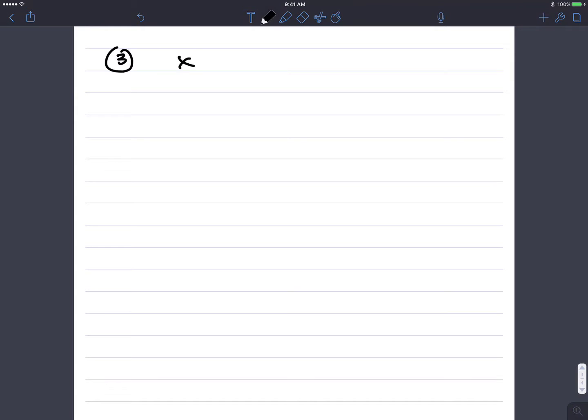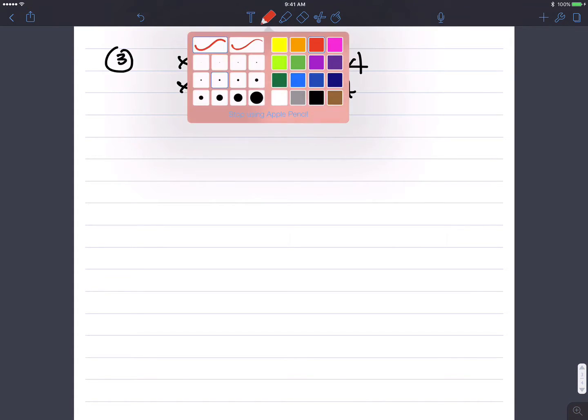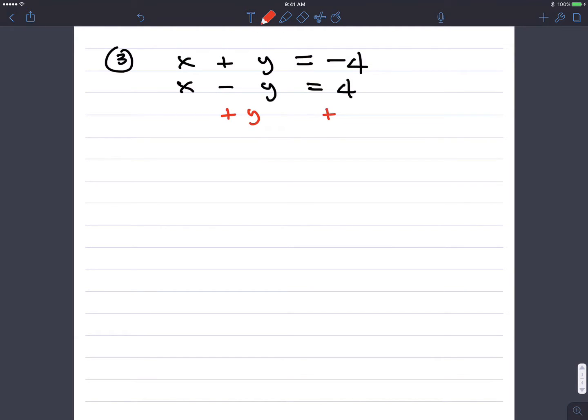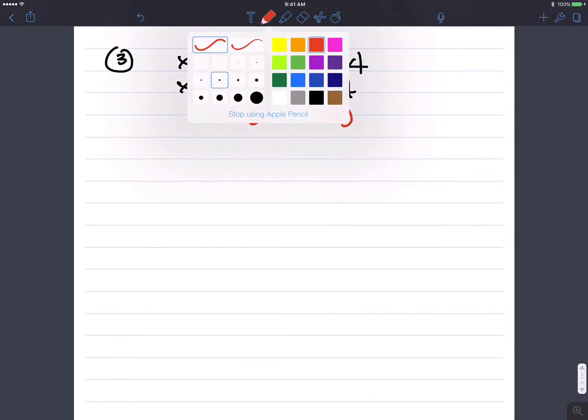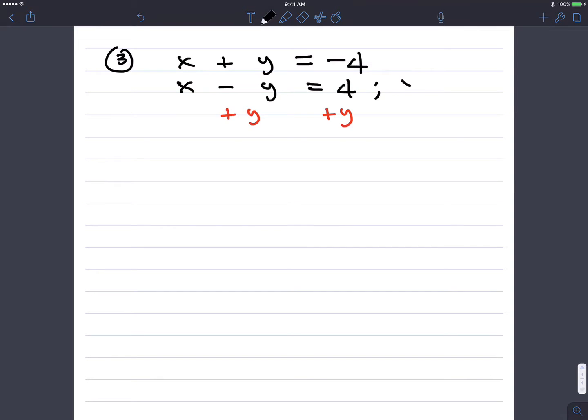Number 3, x plus y is negative 4. X minus y is positive 4. We're going to do the following. We're going to add y to both sides for the second equation. This gives us x equal to a y plus 4. This is the second equation. It's the new second equation.